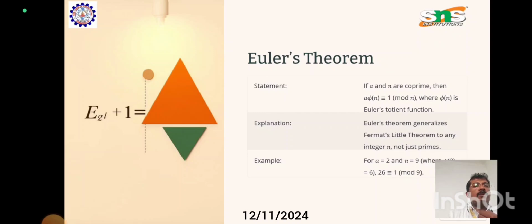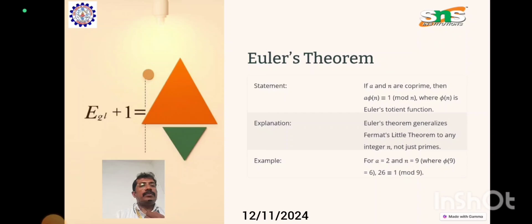Suppose a equal to 2 and n equal to 9. Then you can write the congruence relation: 2^6 is congruent to 1 mod 9, since phi of 9 equals 6.